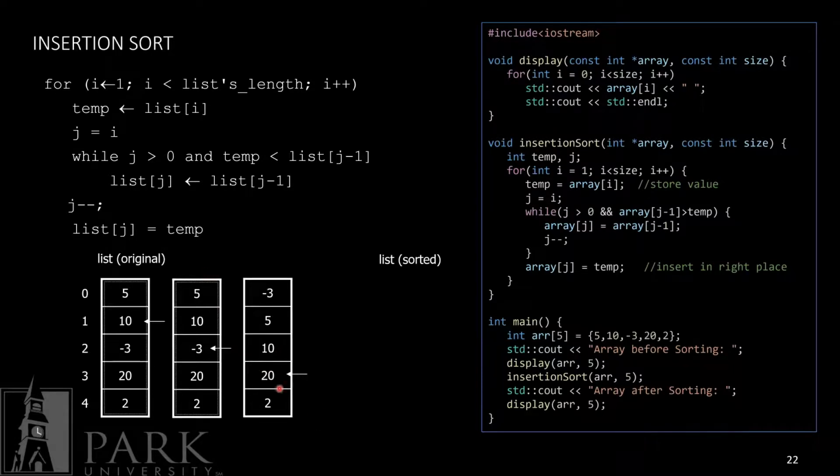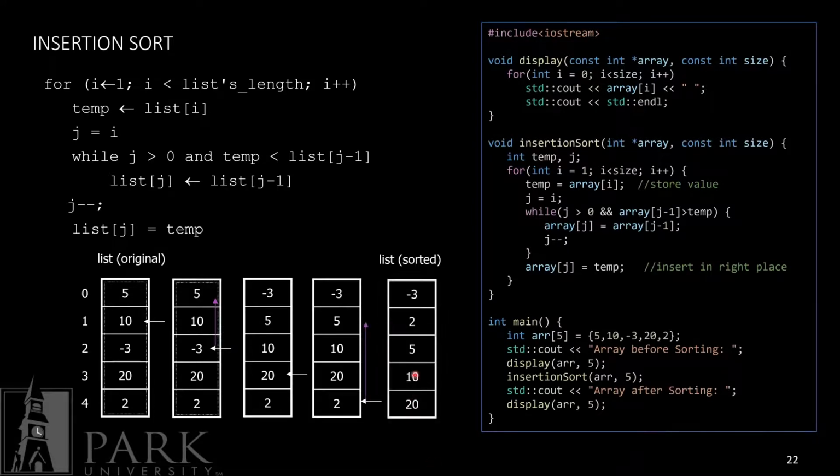And then we're going to come down to 20, and we do the same thing, but it's already sorted, so it doesn't go anywhere. And then we're going to look at 2, and we see that 2 needs to move all the way up to the top, well, not less than -3, and then we're done, right?